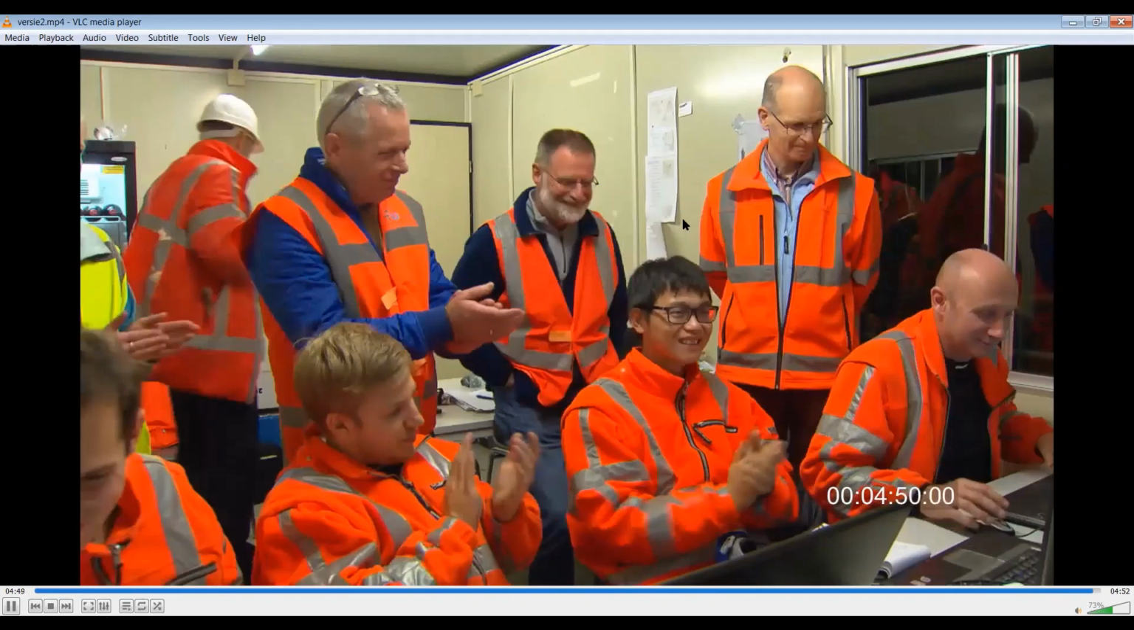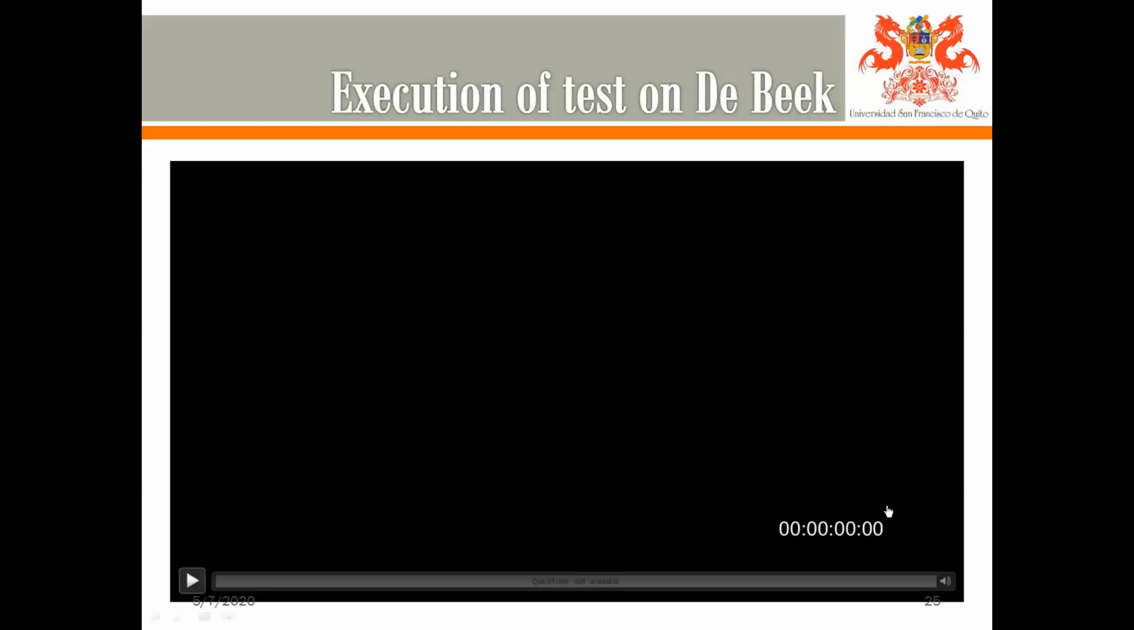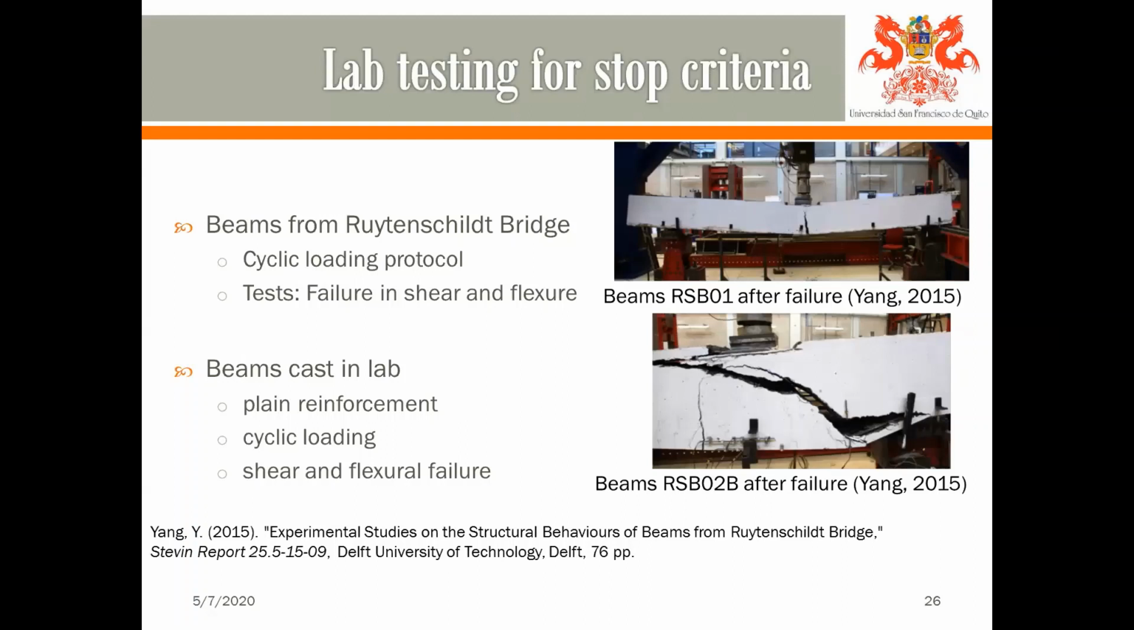So let's return to the PowerPoint presentation again. Besides the pilot test, we've also done some testing in the laboratory to check the stop criteria. We've had the chance to test some slab strips that were taken from the Rijtenschild bridge, which was the bridge that we tested until failure in 2014. We tested those beams under a cyclic loading protocol and found some shear and flexural failures.